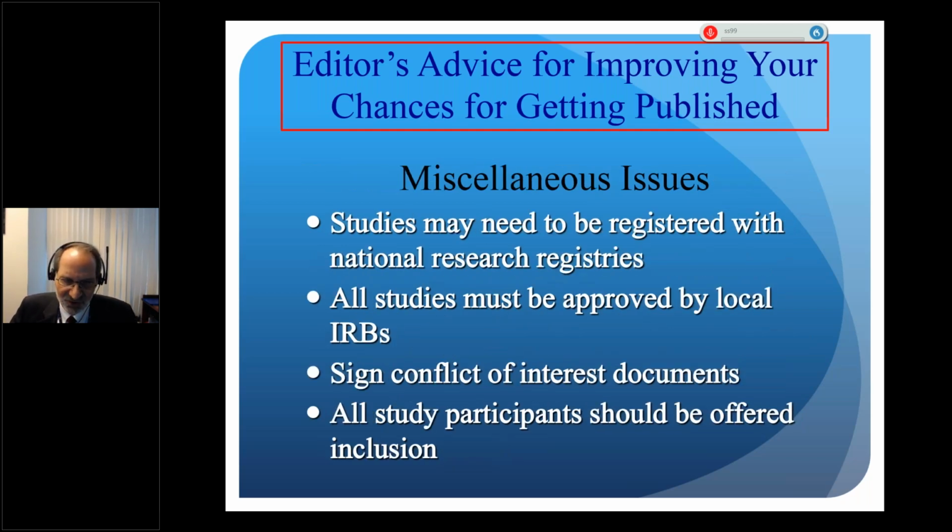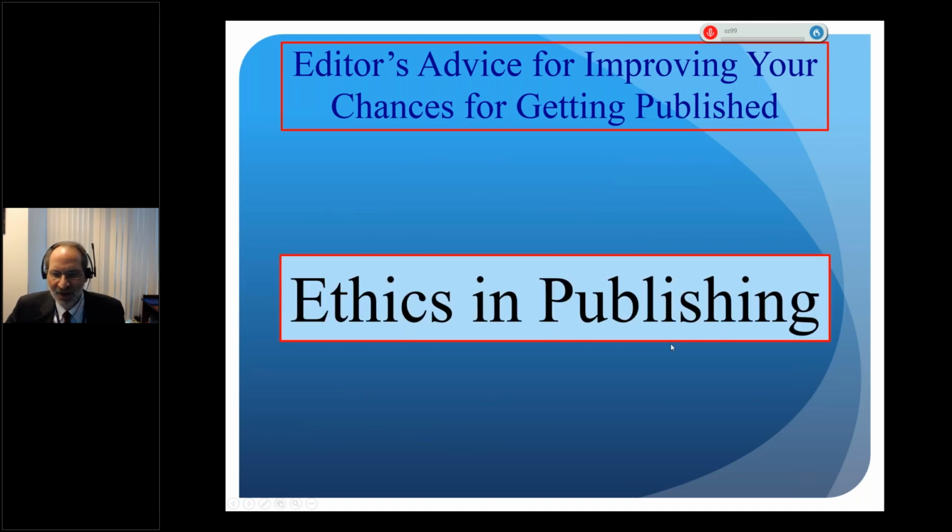Now, just a few issues I want to talk about in the final few minutes. If you're doing a research project, you have to know that to get it published, many countries have national research registries online that you have to register your study with. Understand also that everything must go through an IRB, must have an informed consent, and conflict of interest documents signed, and that's pretty standard.